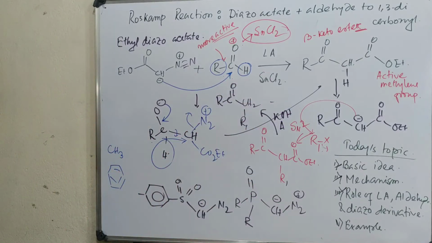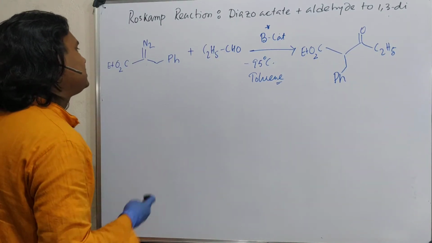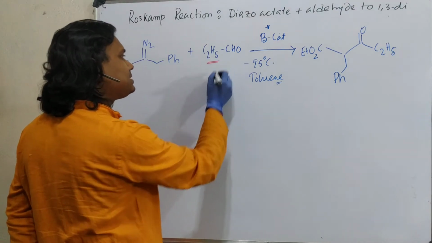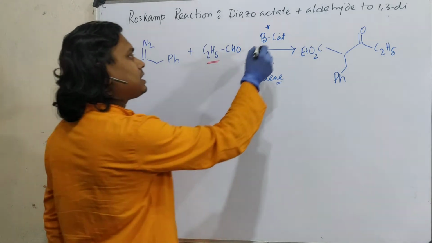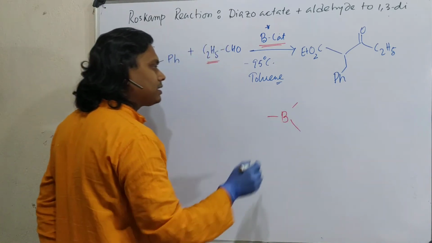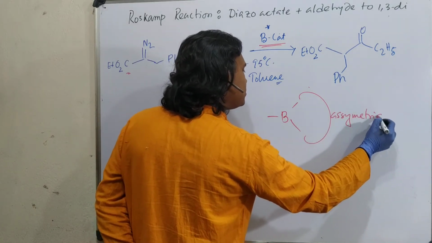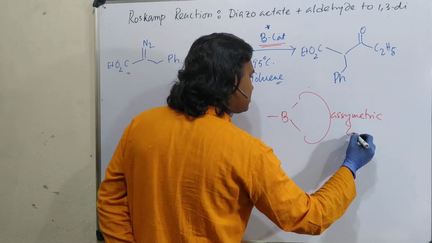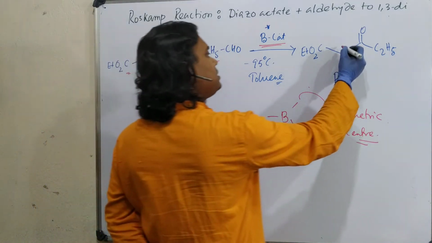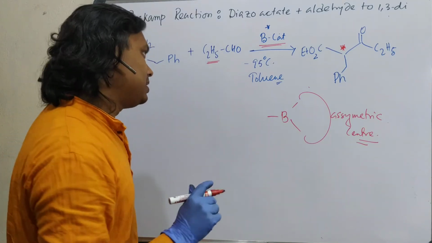Now let me give you a real example. Okay students, just look at this example. See, this is a diazoacetate derivative, fine. And in presence of benzaldehyde, this is actually propionaldehyde, and this is one boron catalyst. This part contains an asymmetric center. I am not going into those big confusions. So what happens in this way? That's why you get a particular enantiomer with a significantly high enantiomeric excess.